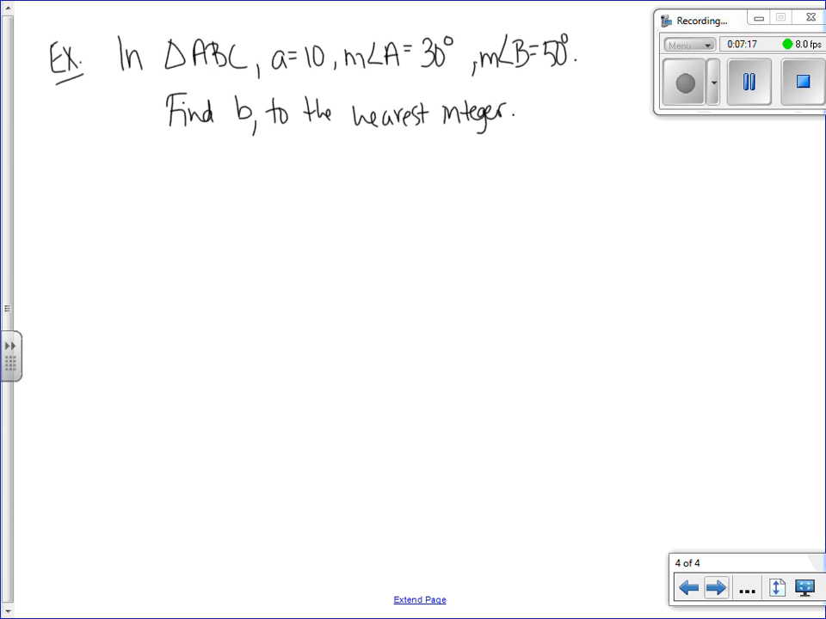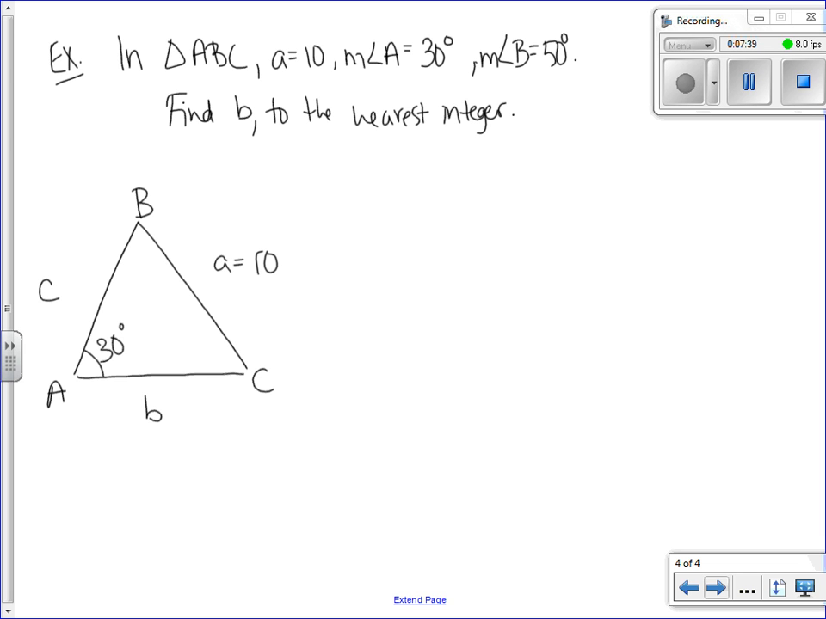So, always helpful, let's draw a picture. So here's my triangle, here's A, B, C. So here's my little a, here's my little b, here's my little c. Okay, little a is 10. I know that this angle right here is 30 degrees, and I know that this angle up here is 50 degrees.